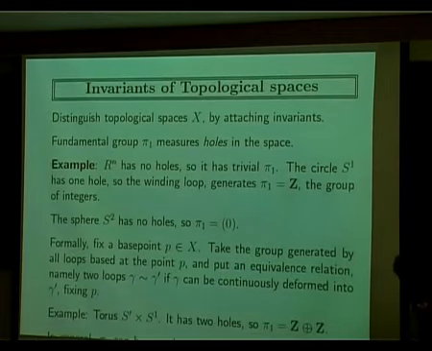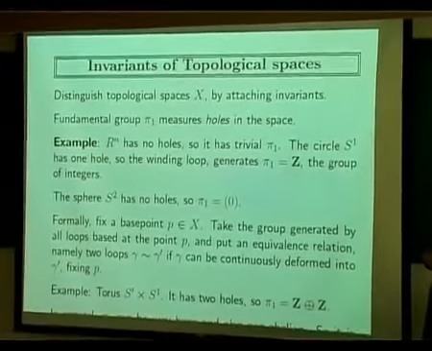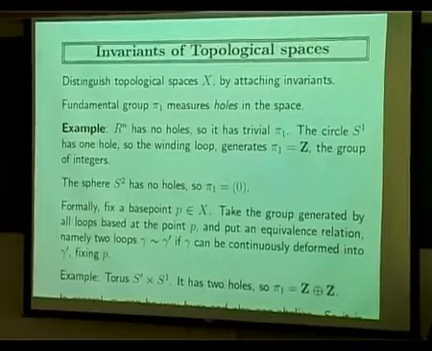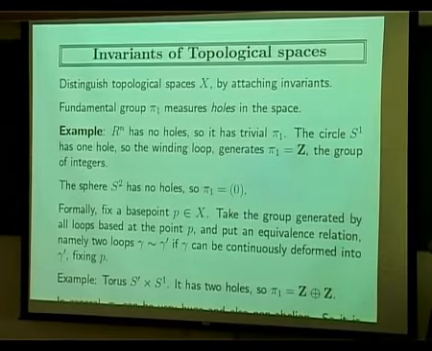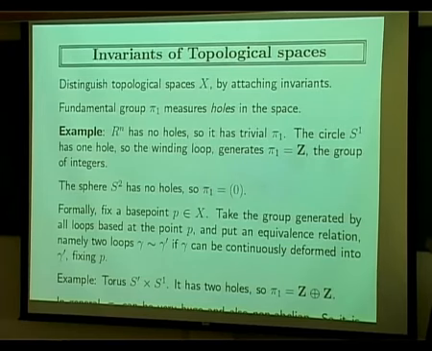So again we come back to the question of attaching invariants to topological spaces. Basically we want to distinguish spaces by attaching invariants. The first basic invariant is the dimension, which is only attached to good topological spaces. But for arbitrary topological spaces, where there is no notion of dimension, can you still do that?